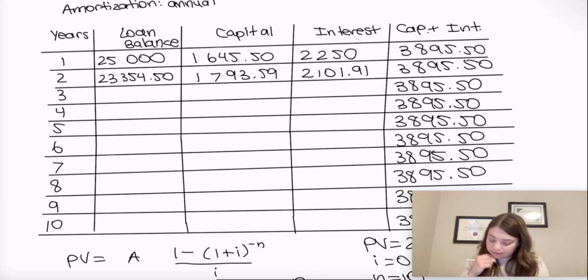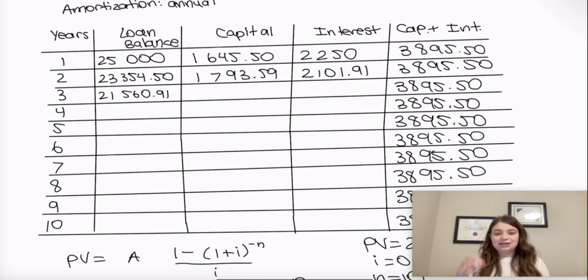That's probably fine. Okay, so now that is money that we no longer owe on the balance anymore, so we can take that away from the balance. So $23,354.50 minus, now that we made that payment, now we owe $1,793.59 less than we owed before. So if we subtract that, we now get $21,560.91 that we owe left. And then we're just going to keep doing this over and over.